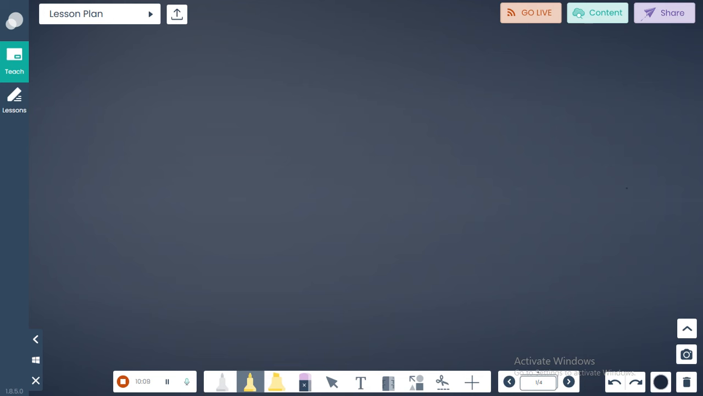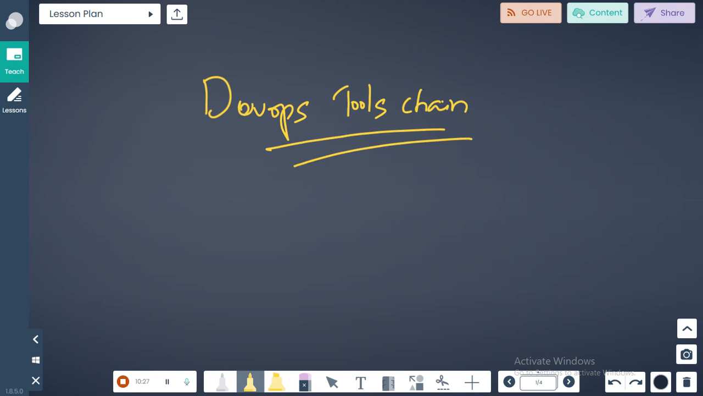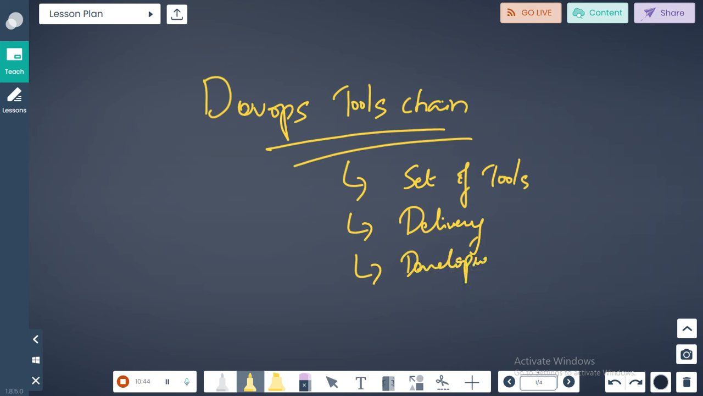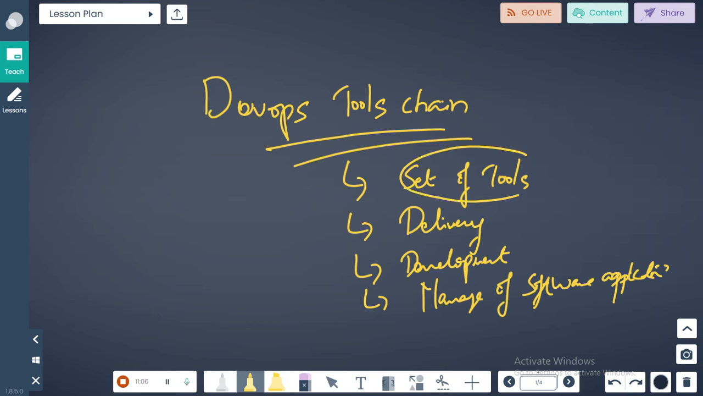Now, in order to achieve this, there's something called a DevOps toolchain. This is the terminology they'll be using. It's nothing but a set of tools used to deliver development and manage the software applications that you are trying to build. All these sets of tools fit in various phases.